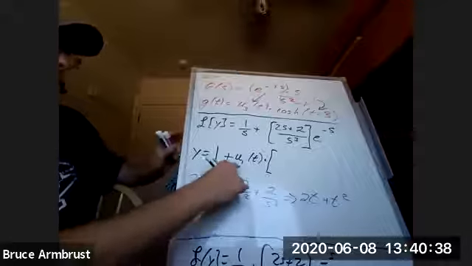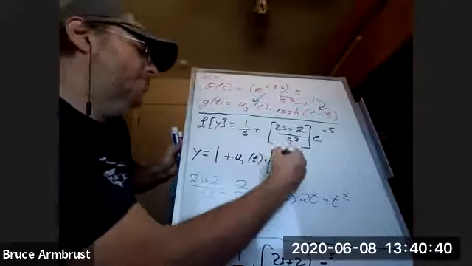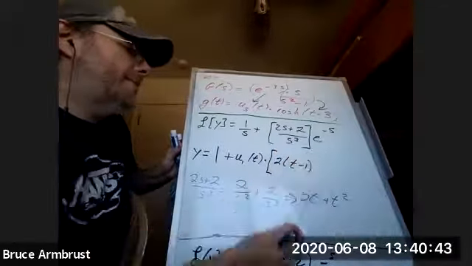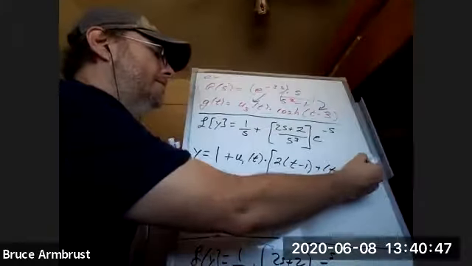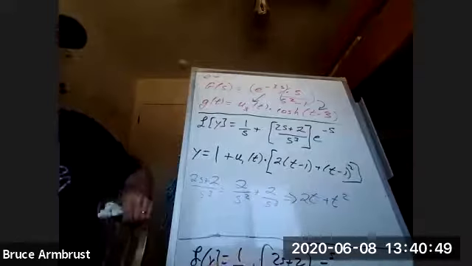Okay, but that's not what I'm going to put up here, because I have to shift it. I have to shift it by 1. So I'm going to get 2 times t minus 1 plus t minus 1 squared.